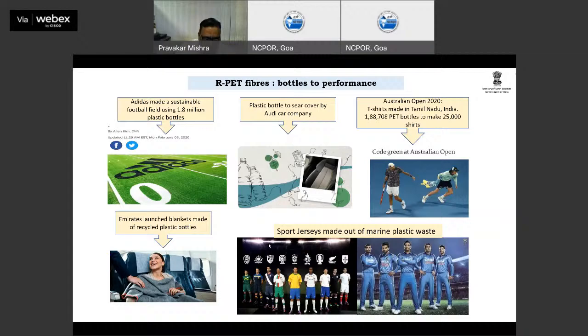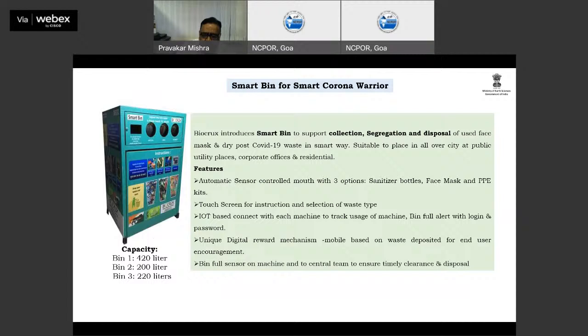Smart bin for smart corona warrior. A smart bin has been introduced to support collection, segregation and disposal of used face masks. It is very important, because in our study during COVID, we did coastal cleanup campaigns on more than 35 to 40 beaches during this pandemic period. And we found that the single-use plastic items like cutlery have changed to face masks and diapers. This is the attitude of the people, I can say, that these can be collected at the source and recycled, but that is lacking.